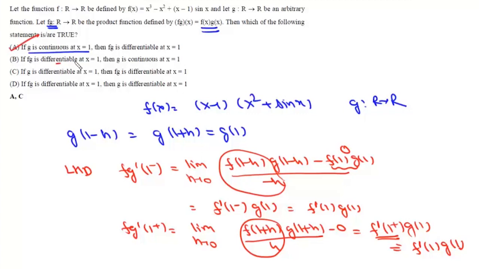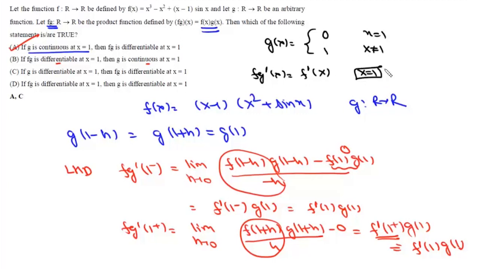Now this option B is, if it is differentiable at 1, then g is continuous at x equal to 1. Now this may not necessarily be true, and for this what we'll do is, we'll take an example which shows this may not always be true. So we'll define g(x) as 0 if x is equal to 1, and it is 1 when x is not equal to 1. Now if we find (fg)'(x), it will be simply f'(x) at x equal to 1.